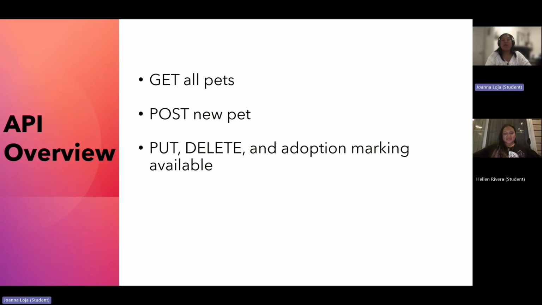So going into the API overview. Again, our overall objective for this application was to have a database that allows the admin user or anyone managing that page to be able to add, update, and delete pets to make sure that the website is up to date. So we have the options of getting all the pets, posting new pets, putting, and deleting and removing any pet that's already been adopted.